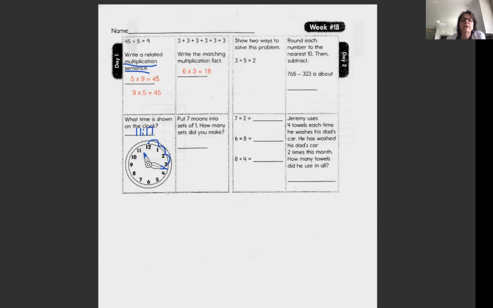And the last one for day 1 says put 7 moons into sets of 1. Okay, so I need sets of 1, and all together I'm going to have 7 moons. Wants to know how many sets we would make. So first of all, I'm going to make 1 set of 1. Here's my moon, and I'm going to circle it. That's my first set of 1. We all agree that's a set of 1. Well, I have to do 7 moons. That's my first one. Let's draw another moon.